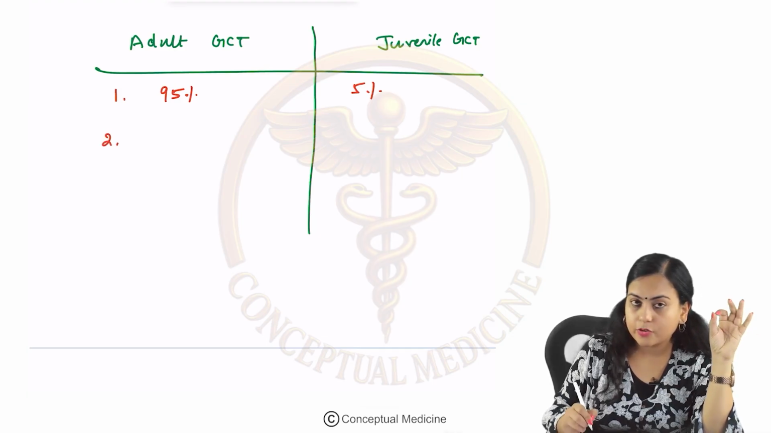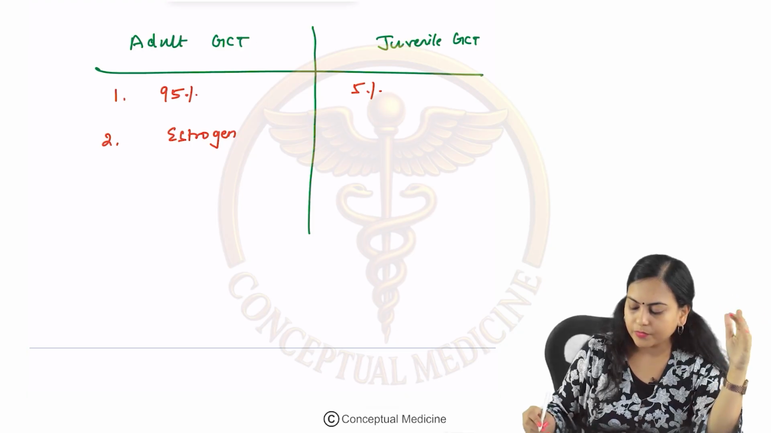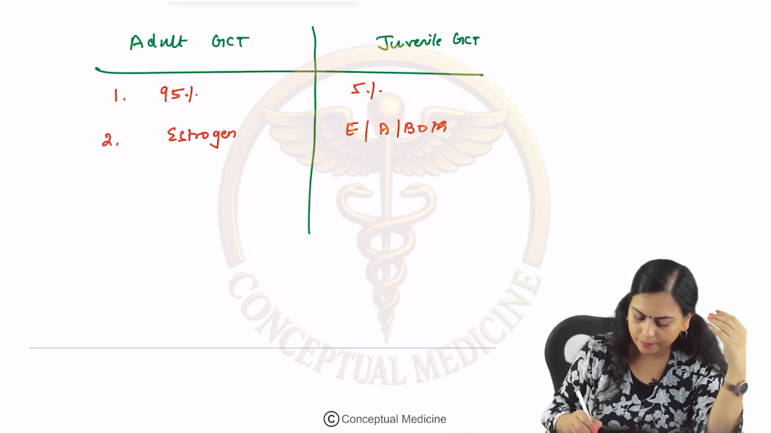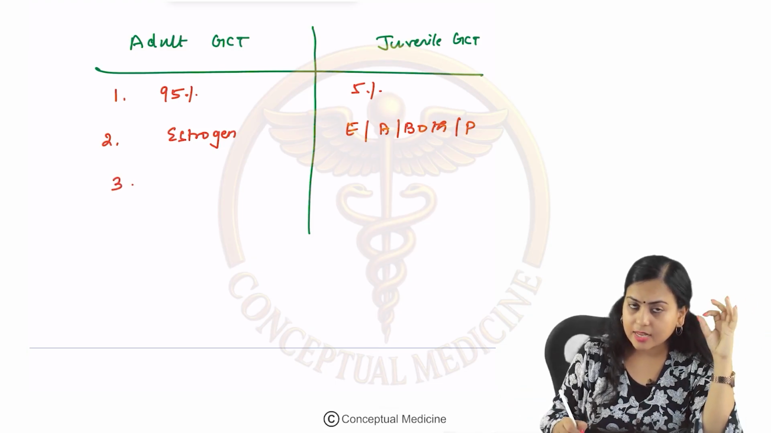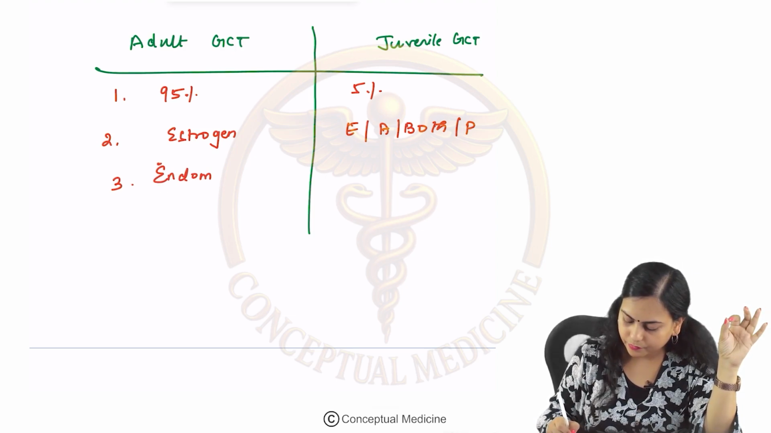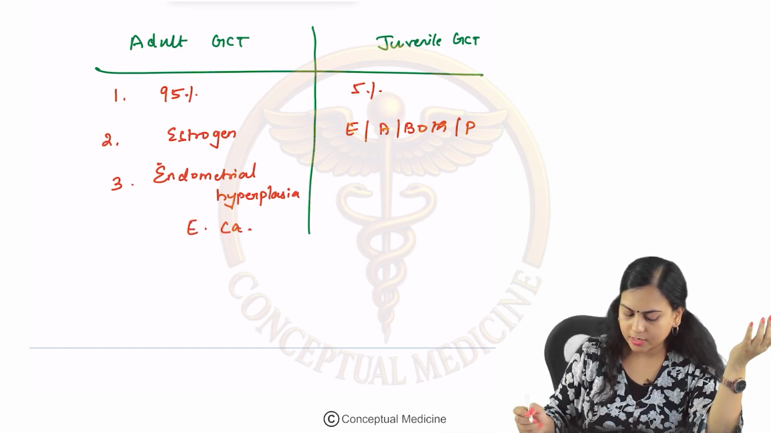Okay. Then it produces hormones, and especially the estrogen hormone is predominant here. Here any hormone can be predominant. It can be estrogen, it can be androgen, or it can be both. Okay. And even progesterone can also be seen. Next one is there is abnormal endometrium in these patients. Okay. So, there can be endometrial hyperplasia or even endometrial carcinoma can also be seen.